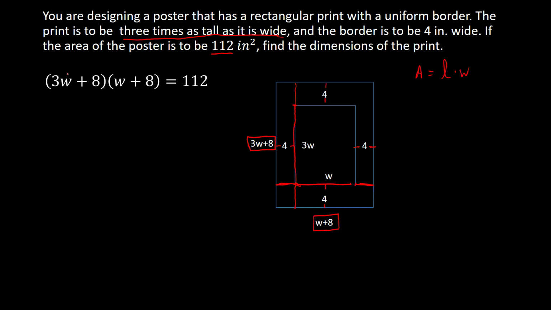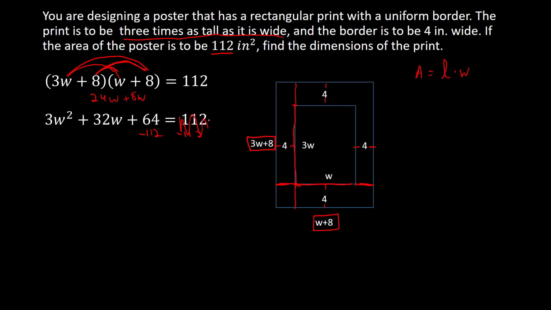To solve this, we want to distribute. So 3w times w, 3w times 8, 8 times w, 8 times 8. When you do that, you have 3w squared, and then here we have 24w. 8 times w is 8w, which gives me 32w when you add those. And then 8 times 8 is 64. Then solve this by setting this equal to 0. So we subtract 112 from both sides. Now we have 3w squared plus 32w minus 48.